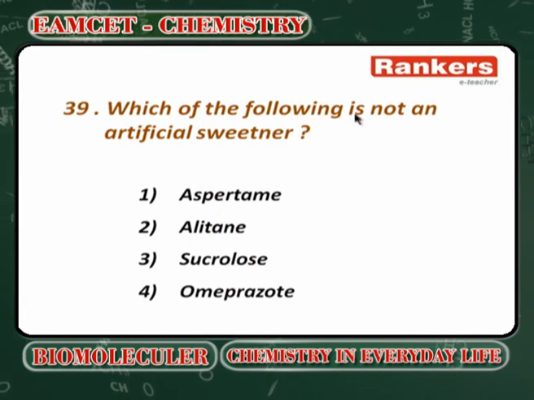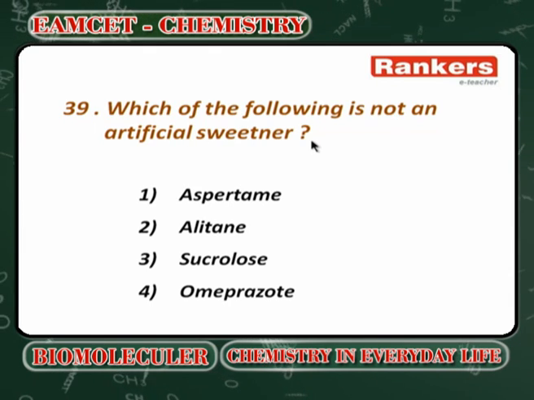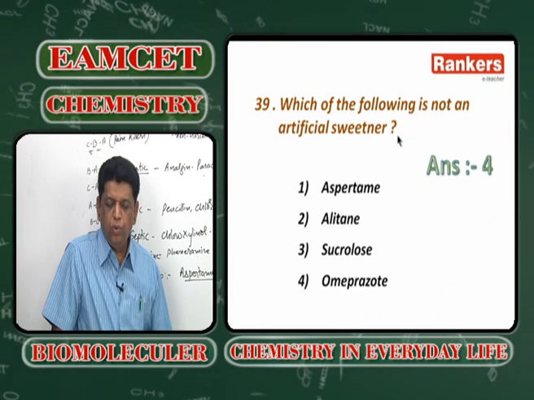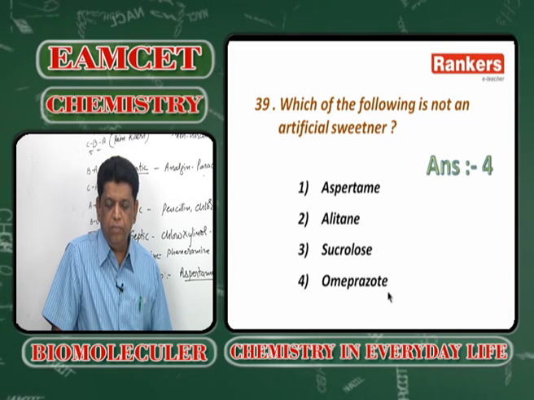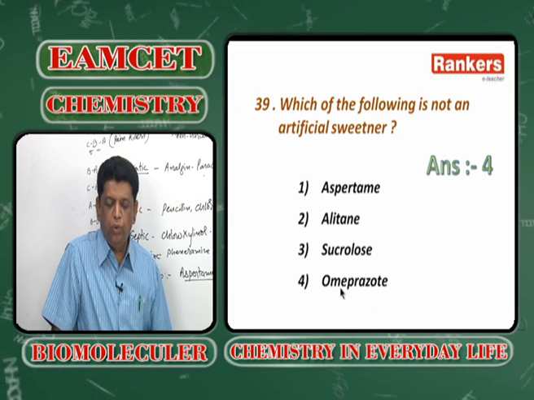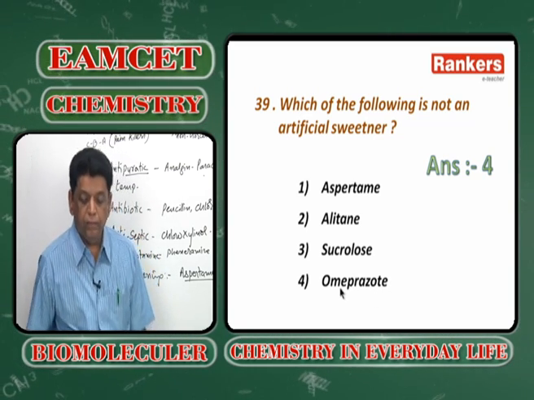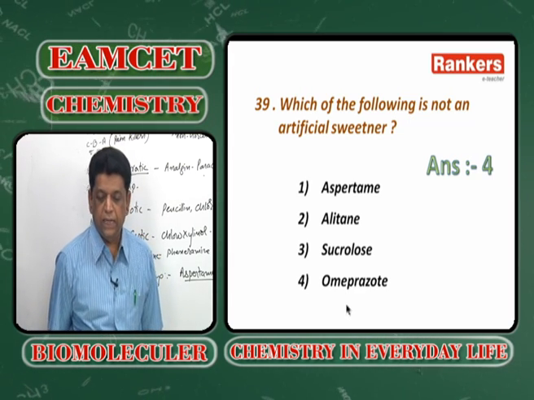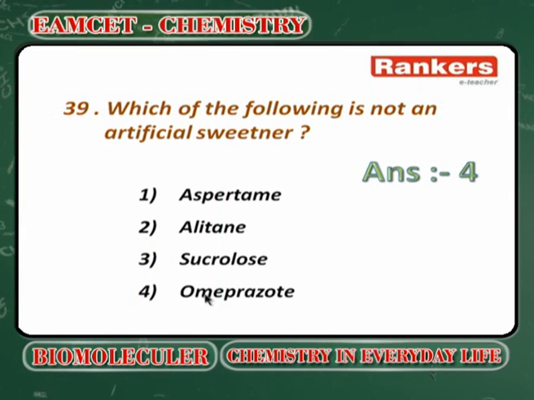which of the following is not an artificial sweetener? Aspartame, alitame and sucralose are answers for them. But the fourth one, omeprazole, is actually an antacid. So answer 4 is the right answer. Next.